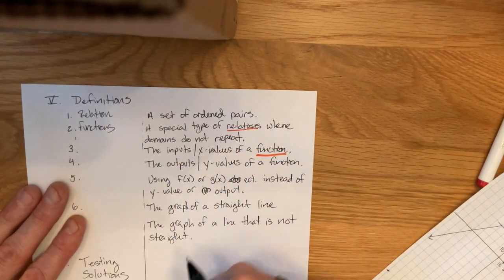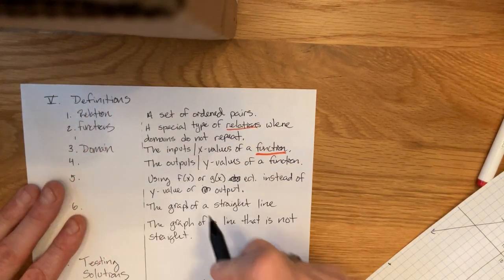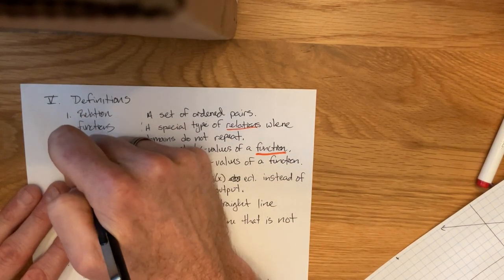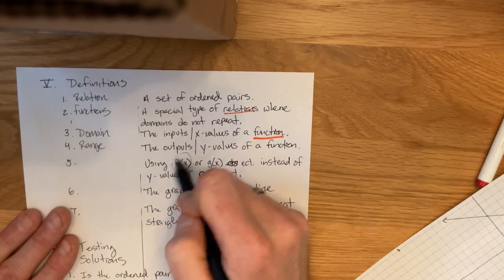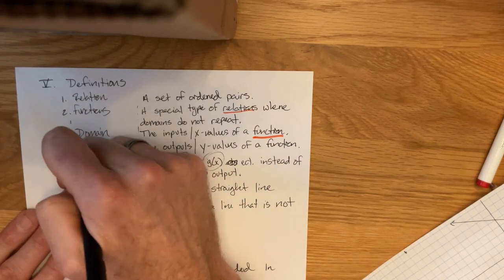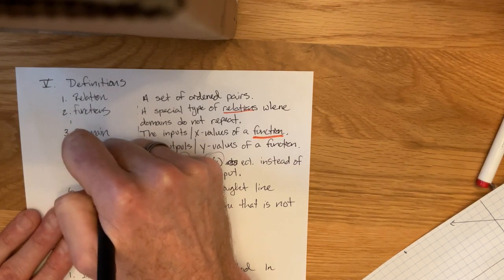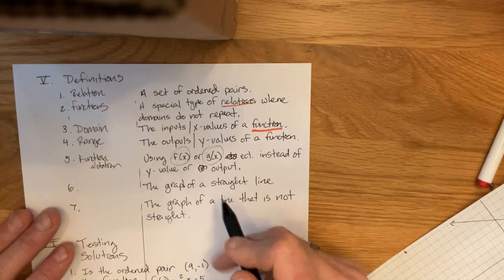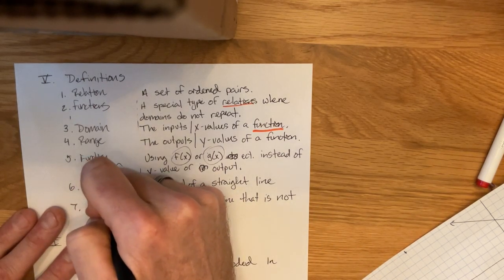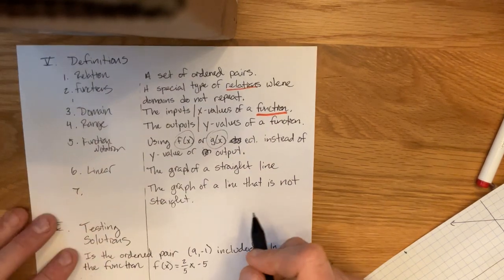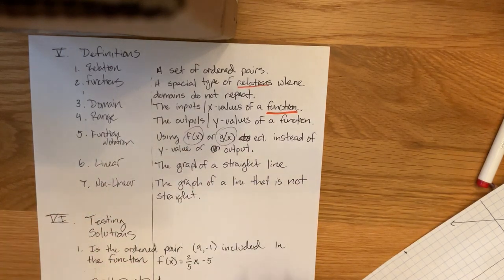Number 3, the inputs are x values of a function. Those are the domain. The outputs are y values. That's the range. You just got to know these. Whenever we're using f of x or g of x or whatever of x, we're talking about function notation. When we're talking about linearity, the graph of a straight line is obviously linear. A graph of a line that's not straight is nonlinear. These are freebies.